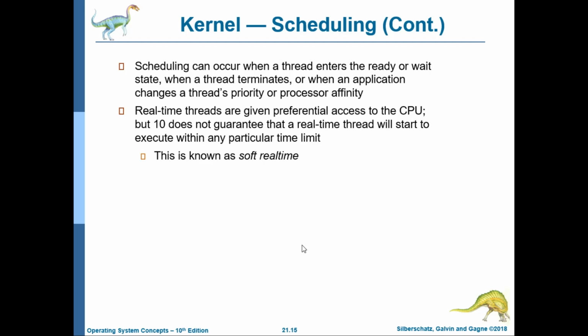And then real-time threads are given preferential access to the CPU because real-time pertains to an interaction with the user. But Windows 10 does not guarantee that a real-time thread will start to execute within any particular time limit. So this is known as soft real-time.